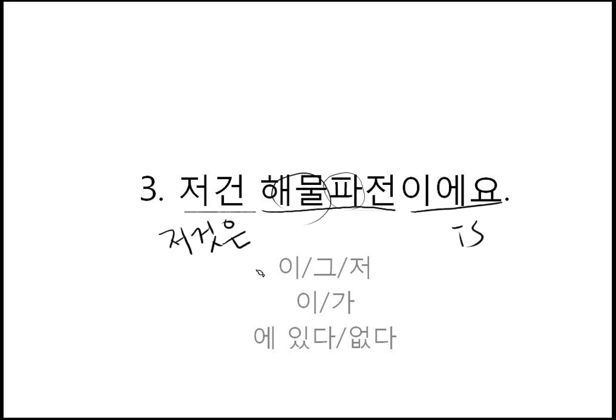In this lesson, we're gonna focus on studying the meaning of 이, 그, 저, and the function of 이/가, which is the subject particle, attached after the subject of the sentence, and 에 있다 없다, which is an expression for existence. So 에 있다 means there is, there are, and 없다 is the negation of 있다. So there isn't, there aren't.